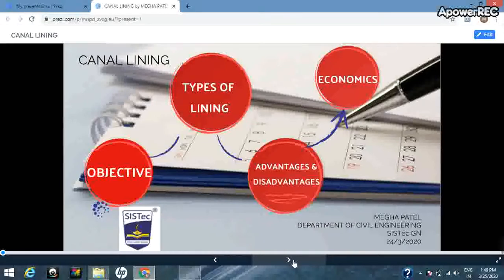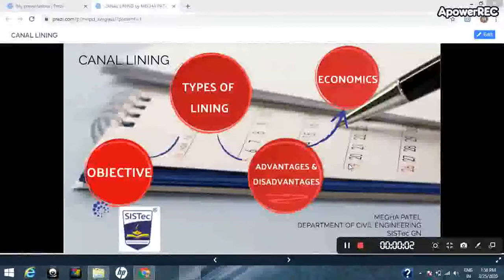So as we have discussed, the canal cross section is designed to carry the water at FSL, that means full supply depth. And we have also discussed various cross sections and various components of a canal, that means a berm, a bank, a counter berm, spoil banks, margins, etc.